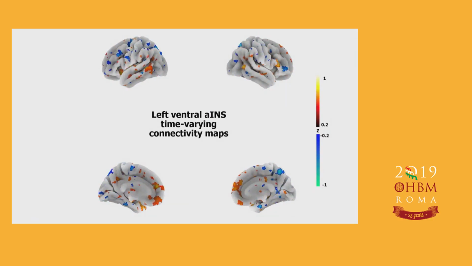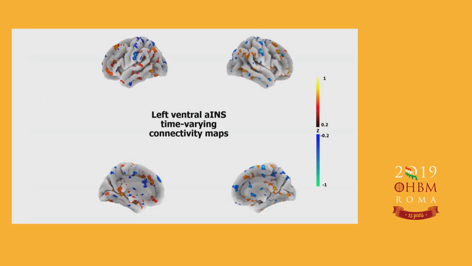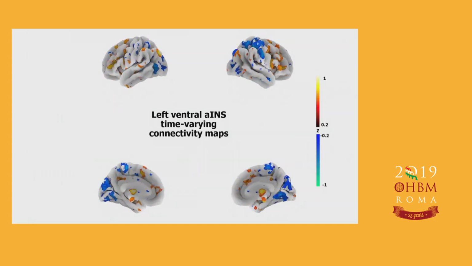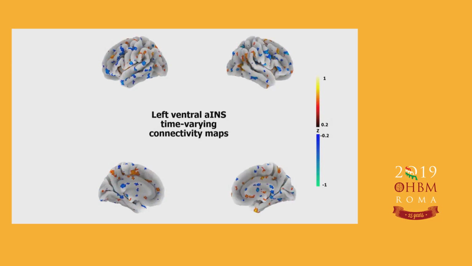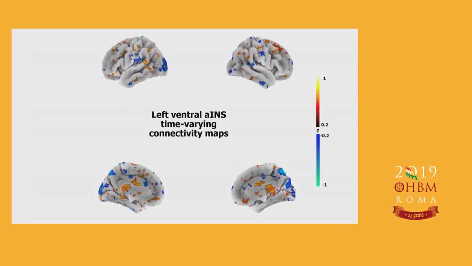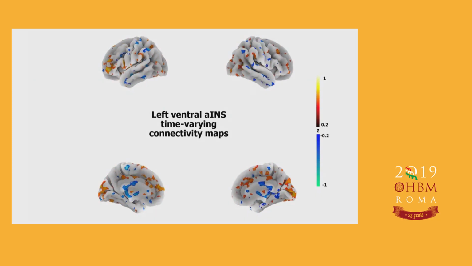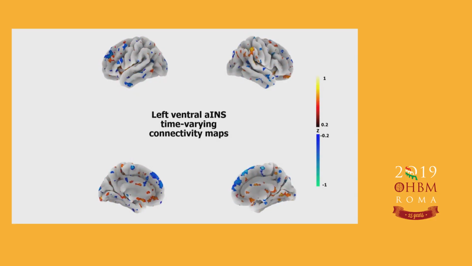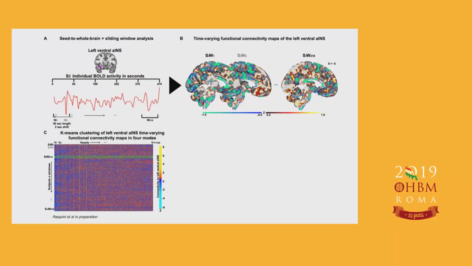So here you can appreciate a video for one subject of the time-varying connectivity maps, where you can see that we have, for example, here on the lower left side, patterns of positive connectivity spanning these typical regions of the salience network, but also negative connectivity in visual and somatosensory areas, then reverting to positive connectivity, and also more frontal and orbitofrontal connectivity patterns.